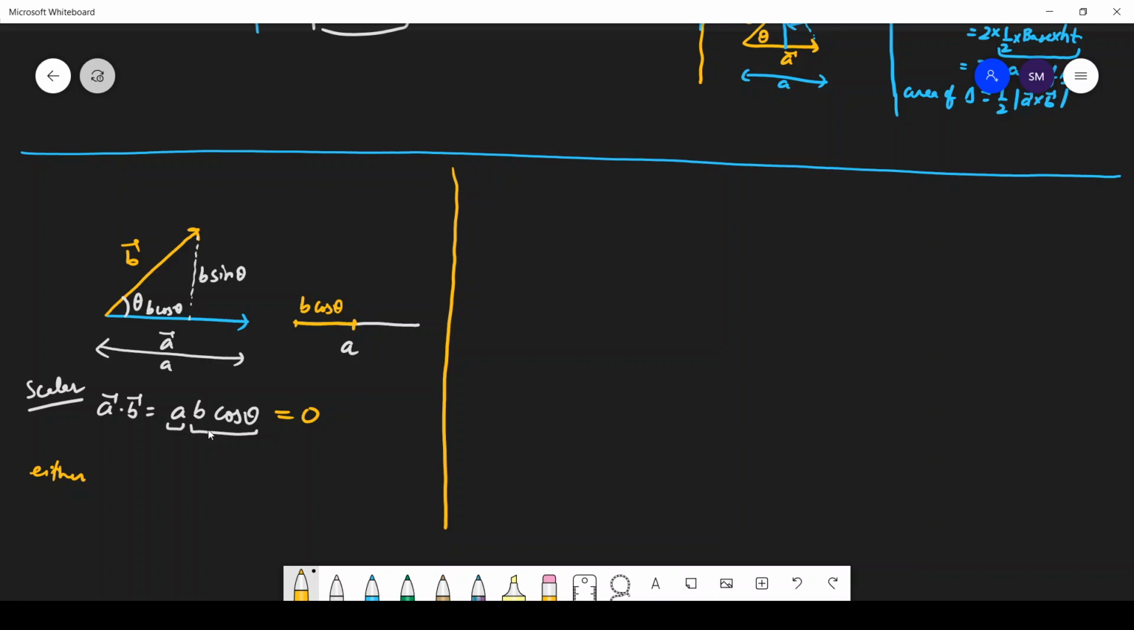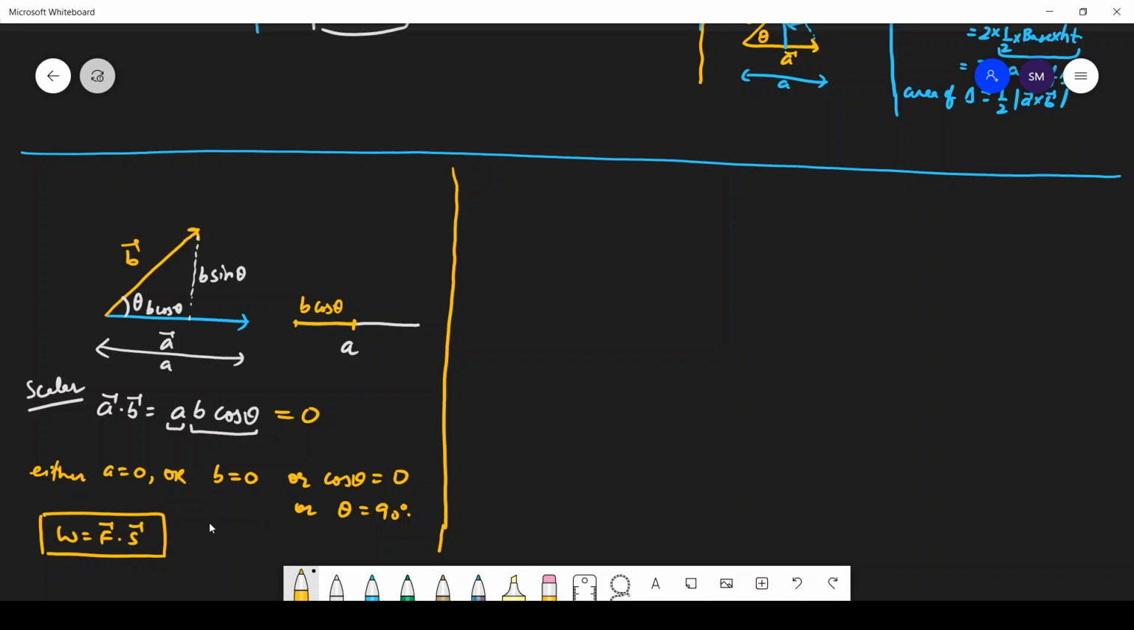So when can it be zero? It can only be zero when either A is 0, or B is 0, or cos theta is 0. When is cos theta 0? Cos theta is 0 when it is 90, so theta is equal to 90 degrees. So when theta is 90 degrees, the dot product is 0. Like we have F dot S, work done, a scalar quantity, that's a dot product.